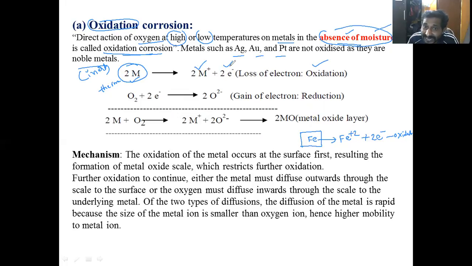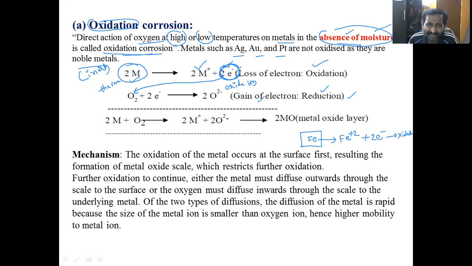Here the liberated electrons from the metal, this is very important, will be consumed by the environmental oxygen to convert it to oxide ions. This process is called the reduction process, the gain of electrons. Here oxygen takes the electrons, so this process is called reduction.